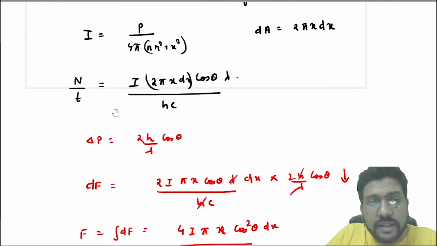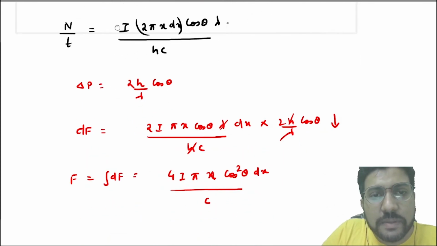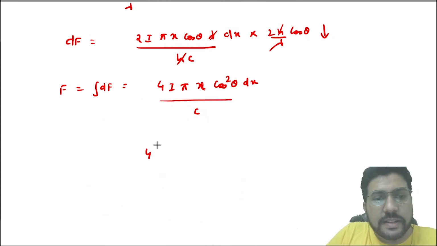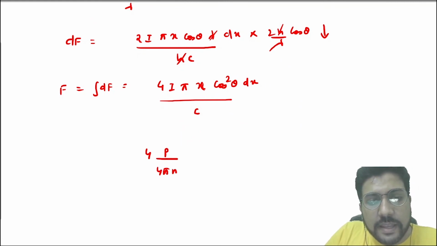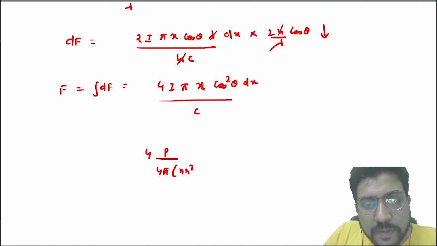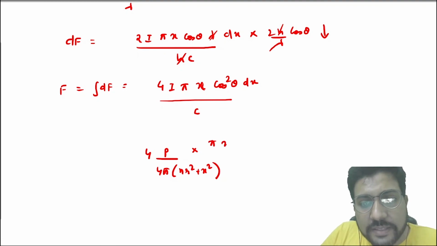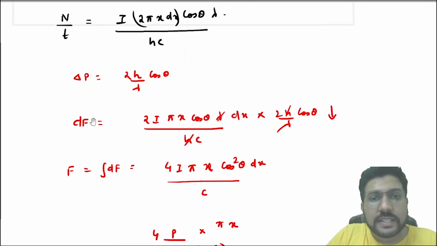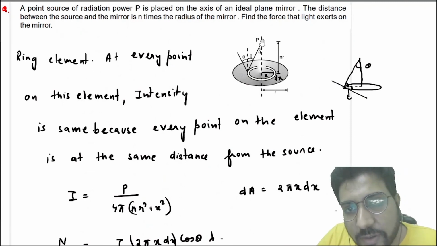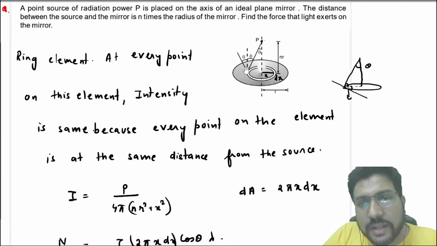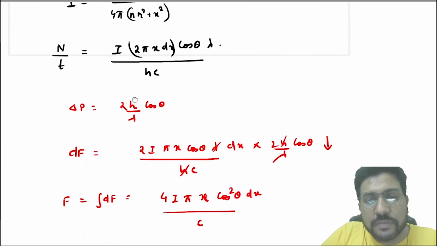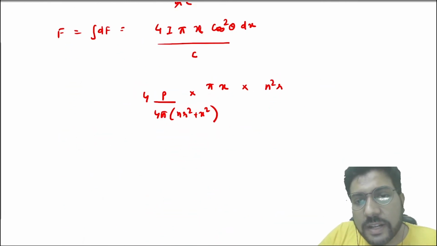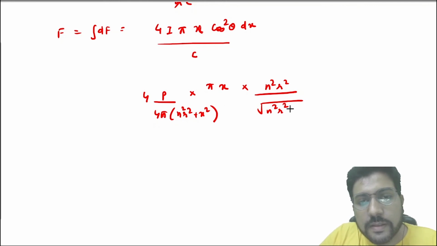The intensity is this, right? So I will write I is P by 4 pi (n square r square plus x square), multiplied by pi x cos square theta. Now what is cos theta? See, from here you will say cos theta is nr by under root of n square r square plus x square. Okay, so from this I will write cos square theta is equal to n square r square divided by (n square r square plus x square) whole, dx.